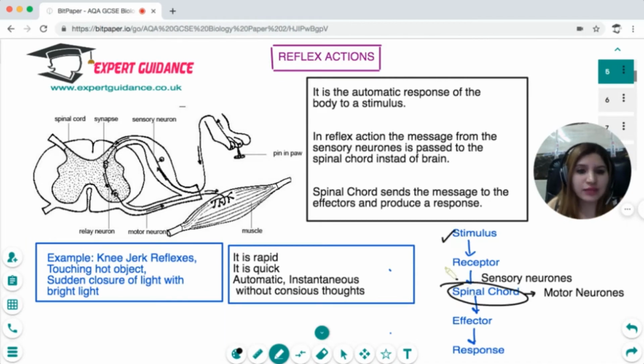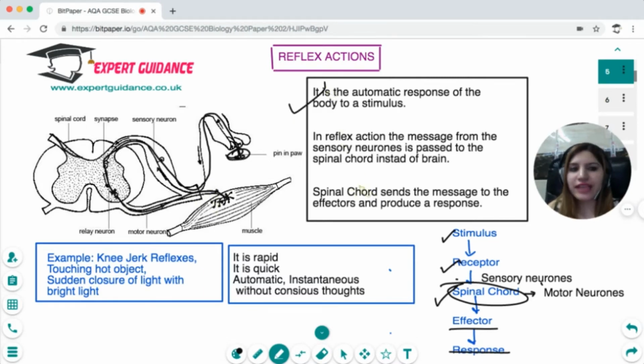So there's a stimulus detected by the receptors. The receptor sends the message via the sensory neuron to the spinal cord, remember, not to the brain, and then to the effectors, which produce a response. So you can see here it's the spinal cord. If you touch something sharp or hot, the message goes via the receptors, via the sensory neuron, to the spinal cord. The spinal cord sends the message to the relay neuron. The relay neuron sends it to the motor neuron and to the muscle to remove the hand. So it is the automatic response of the body to a stimulus.